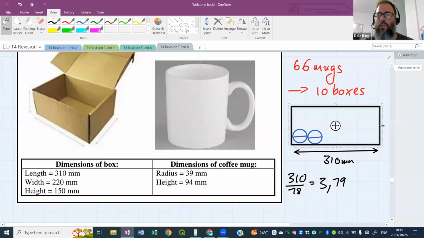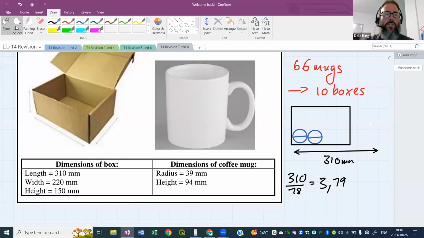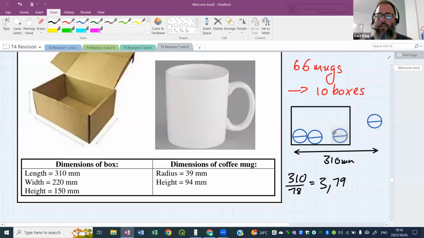Now, I know what you're thinking, sir. I don't have time to draw all this, and it's fine. I want you to see the idea here. As long as you understand the method, that's the most important thing. So I can fit 3 mugs in like that. I cannot fit a 4th mug in. Mohammed, would you agree? Yes.